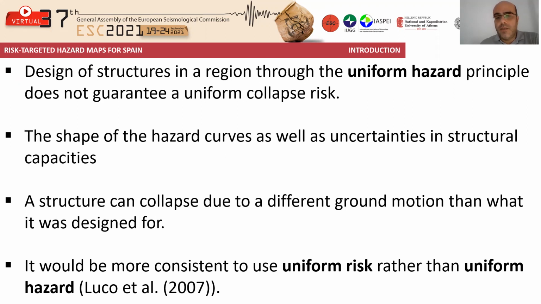These inconsistencies are due to the different shapes of the hazard curve for different regions and uncertainties in the yielding or collapse capacity of structures. Hence, a structure can collapse due to different ground motion than what it was designed for. So it would be more consistent to use a uniform risk assumption instead of using uniform hazard.